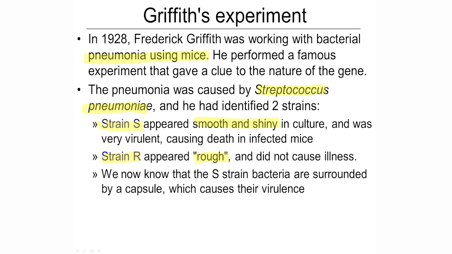But the more important thing was that the S strain was very virulent, that is, very able to cause disease, and it would cause pneumonia and often death in mice that were infected by it. But the rough strain never caused illness. So he was trying to figure out what the difference between them was and just some general things about infection. We now know today that the S strain both looks smooth and causes disease because it's surrounded by a structure called a capsule. If you ever take microbiology, you might talk more about that.